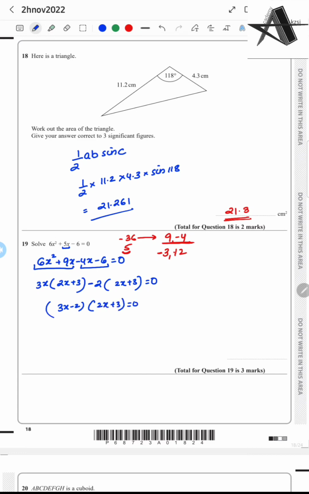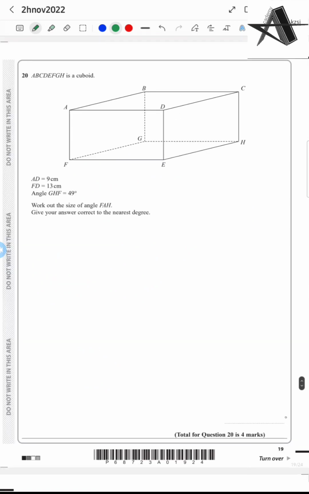If the product of two factors is 0, that means either of them is 0 or both can be 0. So 3x minus 2 equals 0, so x will be 2 over 3, or 2x plus 3 equals 0, so x is equal to minus 3 over 2. So the answer will be x is equal to 2 over 3 or negative 3 over 2.